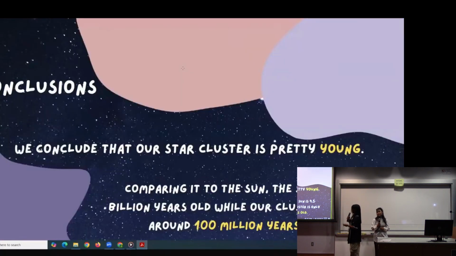And what can we conclude from this? Well, we can conclude that our star cluster is pretty young. If we compare this to our sun, which is 4.5 billion years old, this star cluster doesn't come close to how old our sun really is. Another thing is that we're probably going to write this in a paper and also put it in the science fair. That's our plan.